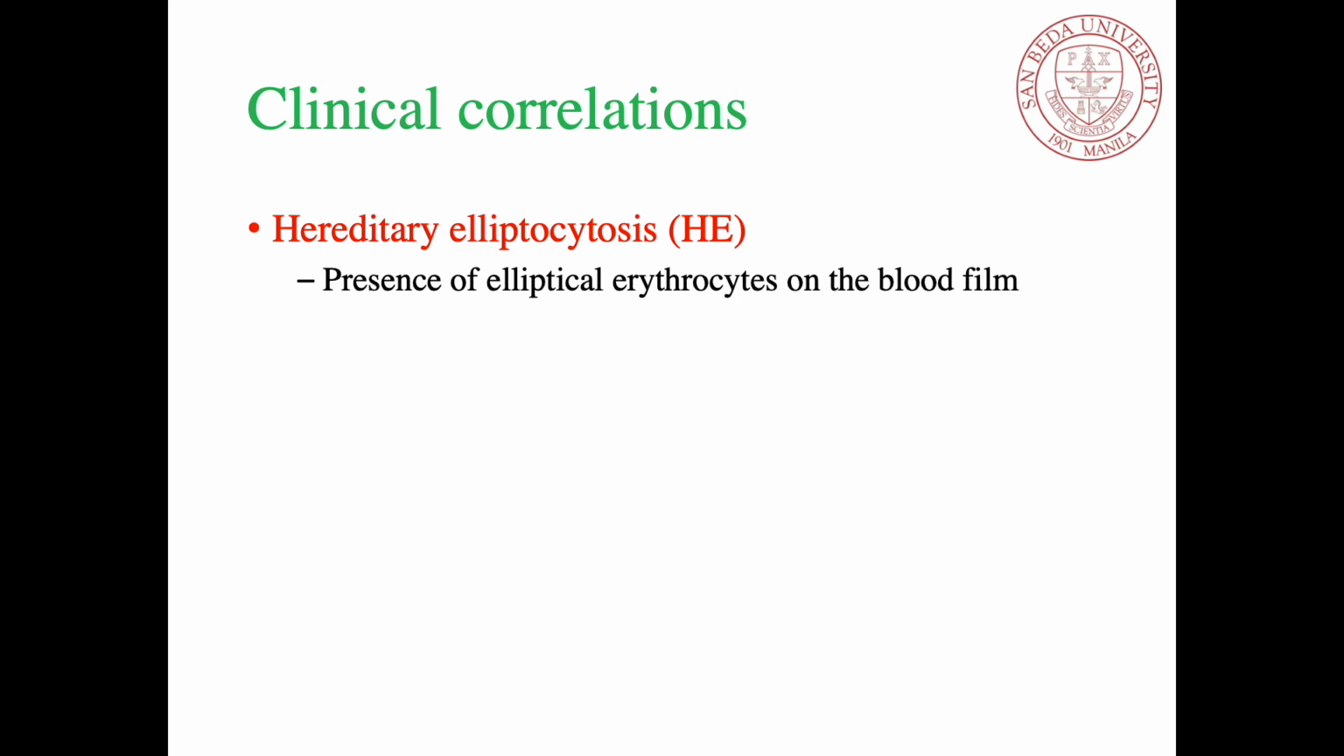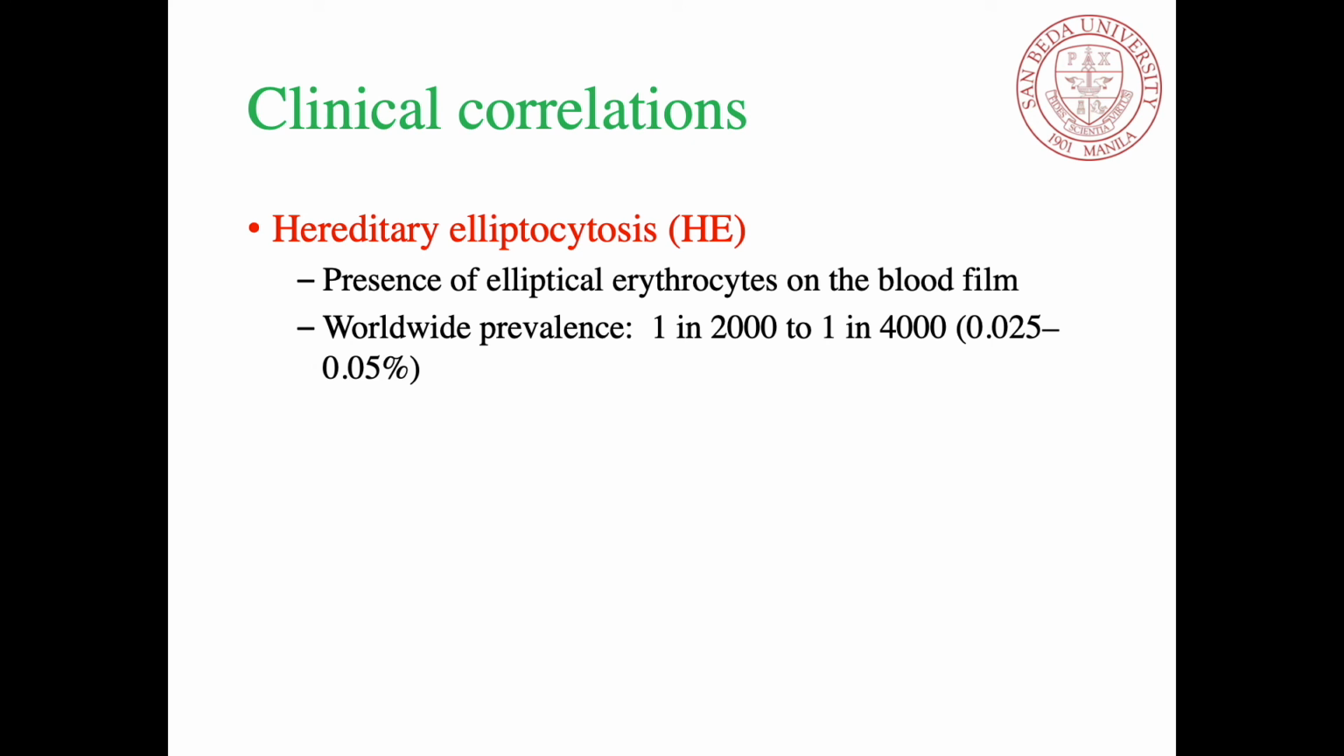The next hereditary condition to discuss is hereditary elliptocytosis, or HE for short, which is described by the presence of elliptical erythrocytes on peripheral smear. HE is relatively common in some parts of the world, although the true prevalence of HE is unknown because many mildly affected individuals are likely to remain undiagnosed. Prevalence has been estimated at approximately 1 in 2,000 to 1 in 4,000 worldwide. HE is most common in individuals of African, Mediterranean, or Southeast Asian descent, paralleling the distribution of malaria. In areas such as West Africa, prevalences of HE as high as 1 to 2% have been suggested.